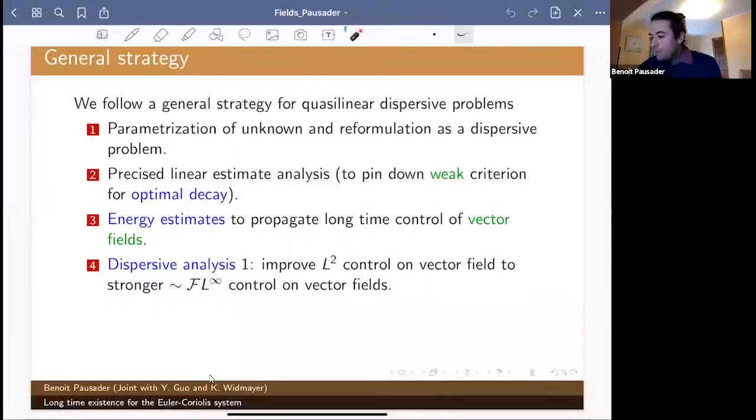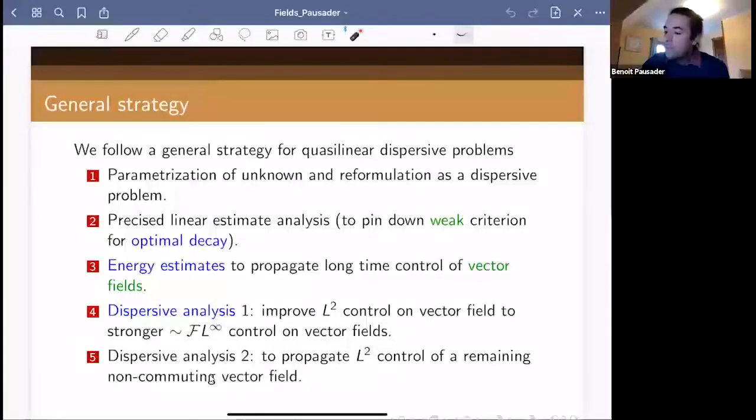And then the second part of the dispersive analysis is more or less something more standard. You introduce another bit of control outside of the vector fields. In our case, it's going to be this additional vector field that doesn't commute. And you try to propagate control of these vector fields in L2.